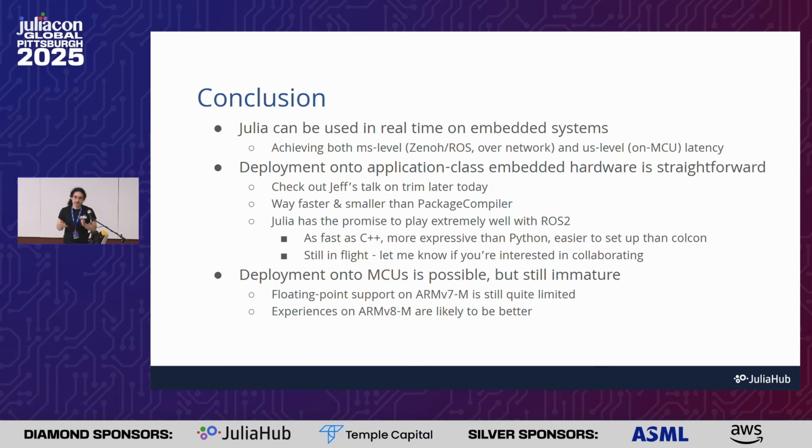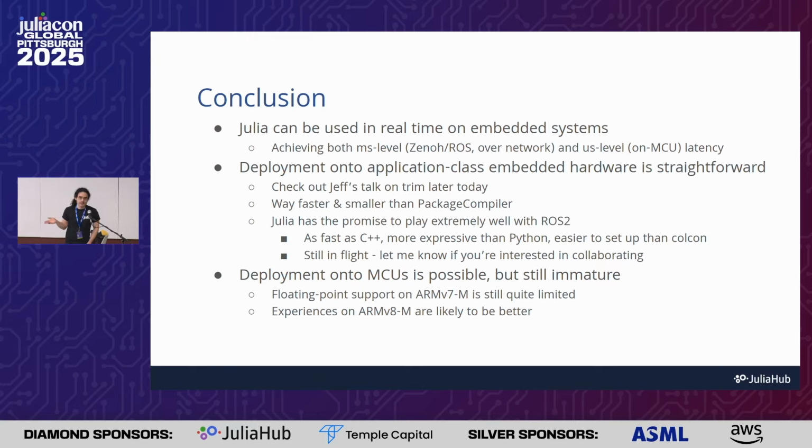You can deploy Julia onto application class hardware in a very straightforward way, in spite of relatively constrained memory for application class hardware. If you're interested in more details on that, check out Jeff's talk. I'll have links to my work on the next slide. The results were way faster and smaller than PackageCompiler. Like JuliaC was able to compile our code here in seconds versus when I tried to do this with PackageCompiler, which I don't think actually finished.